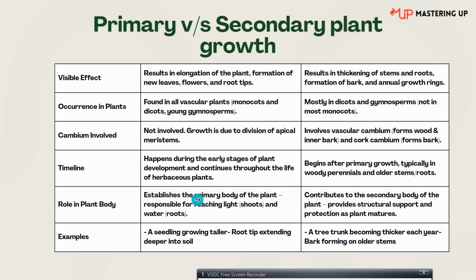Now the timeline: primary growth happens during early stages of plant development and continues throughout the life of the herbaceous plant. So woody plants and all have a continuous life. Throughout life, they show this apical meristem growth, which you can call primary growth. But in case of secondary, it begins after the primary growth, typically in woody perennials and older stems and roots.